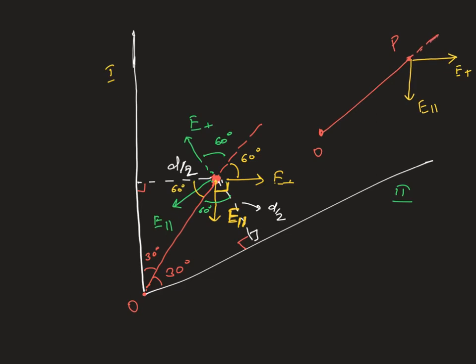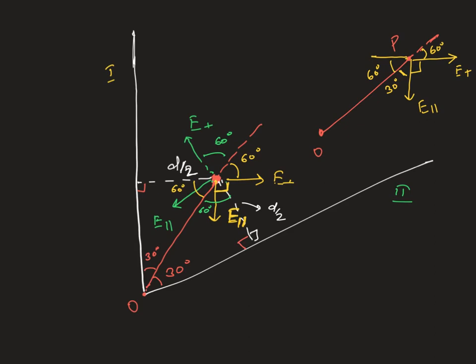We know that, what do we know? We know that this angle is 60 degrees. We also know that this angle is 60 degrees. This angle is 90 degrees. So how much is this angle going to be? 30 degrees.